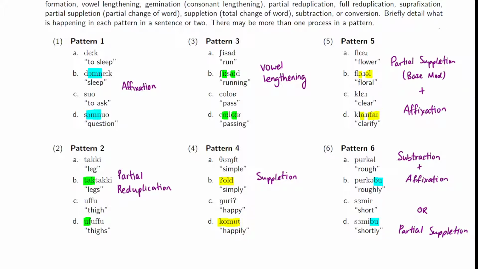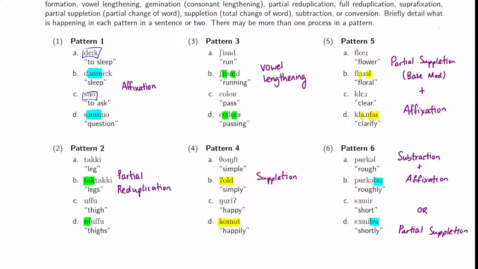So in pattern 1, we're going from Dek to Domnik and Sul to Somnul. So we're adding in this om, O-M-N, inside of the root, which would be to sleep or to ask. So this is an example of affixation, particularly infixation.